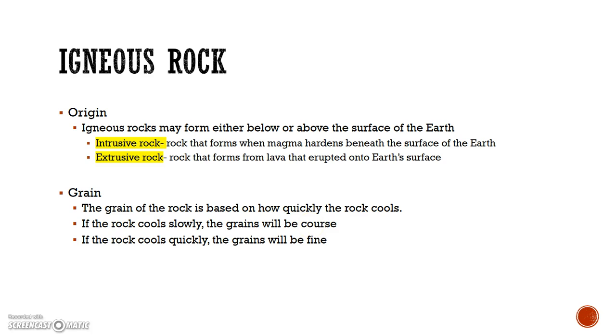So igneous rocks either form above or below the surface of the earth. And when they form below, it's called an intrusive rock. When they form above, it's called an extrusive rock. The grain of the rock, which we just talked about, will be based on how quickly the rock cools. So if it cools slowly, you're going to have larger, coarser grains like we see in the granite. And if it cools quickly, you're going to have smaller, finer grains like we saw in the other granite or we see in basalt.